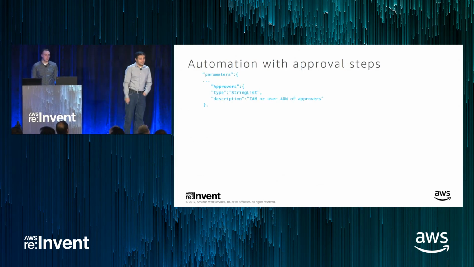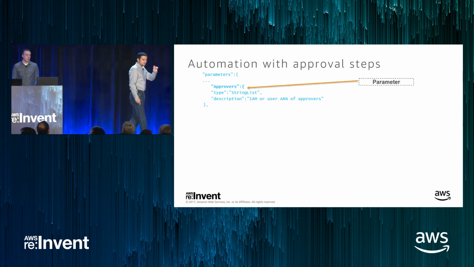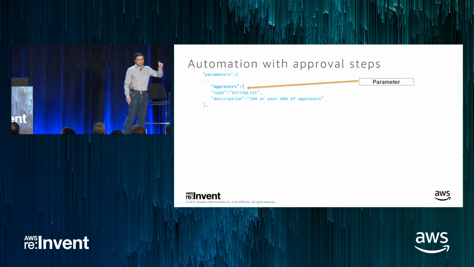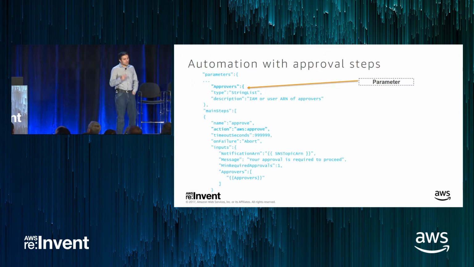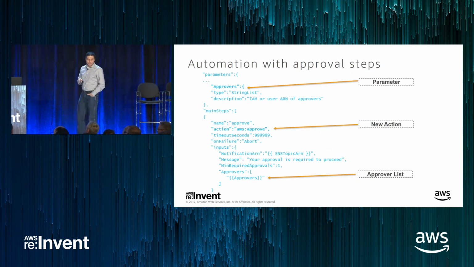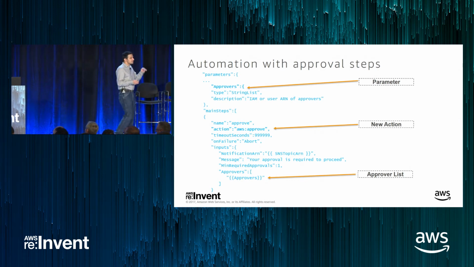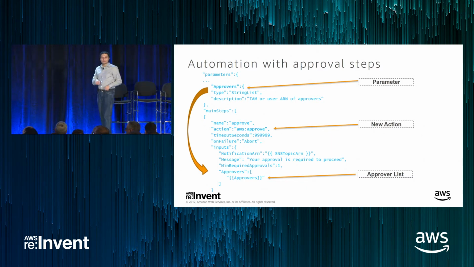Here's an example of a document with an approval step. The first thing I want to call out is that this first little snippet is the parameter section of a document. You can see that I've created a parameter called approvers, and it's basically just a string list of IAM users or ARNs. And then in my main document itself, there's a new step type called aws:approve, where you can say that before this automation execution continues to the subsequent steps, it's going to wait here for an approval. And you can see how the approval parameter is passed into the step right there.